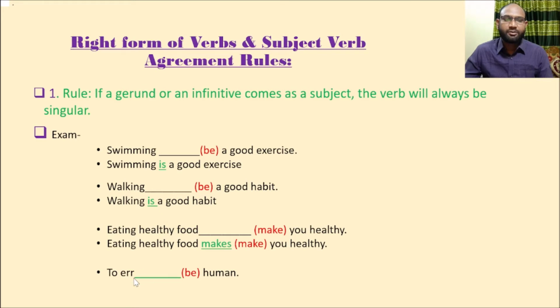To dash be human. In the bracket, be. To hear, it is also an infinitive, before verb, before to has been used here, and so we will say it is an infinitive. If the infinitive comes as a subject, the verb will always be singular. We will use here is or was. Okay. To hear is human.